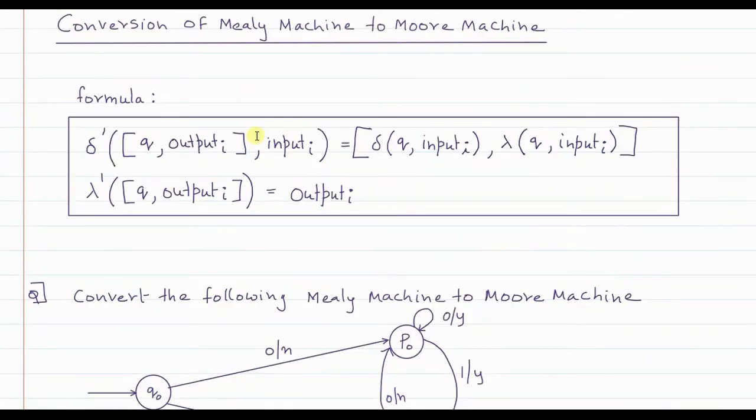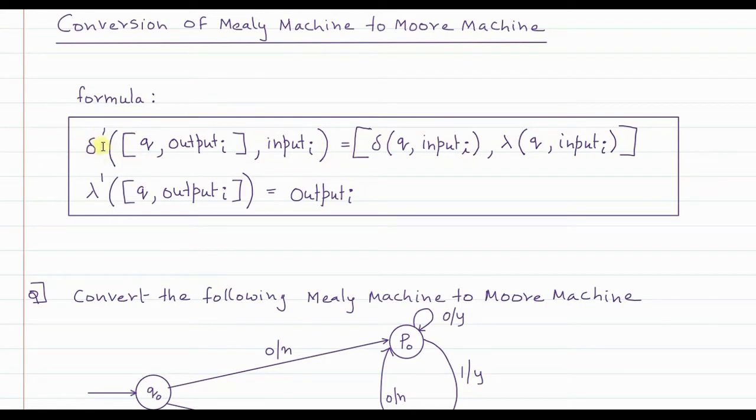Next, we are going to learn how to convert a given Mealy machine to the Moore machine. Moore to Mealy machine that we have seen already, and the formula was quite small. However, when you convert a Mealy machine to a Moore machine, the formula is slightly lengthier, but it is easy to remember.